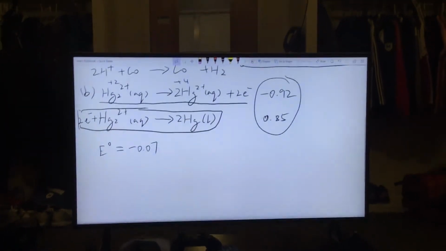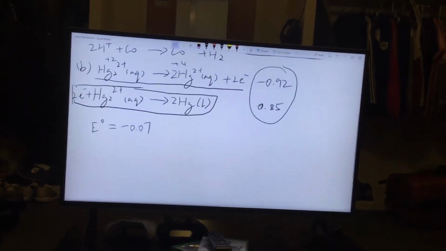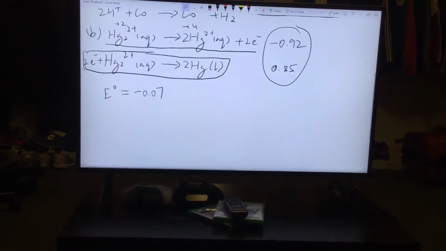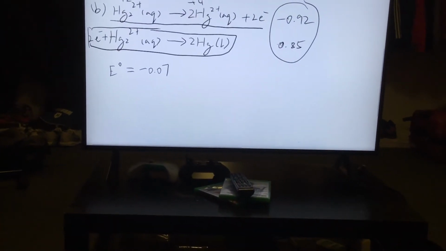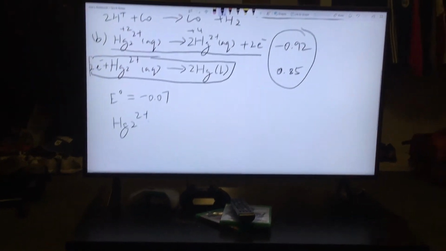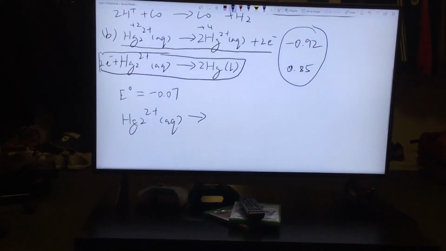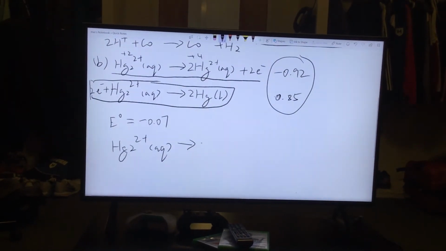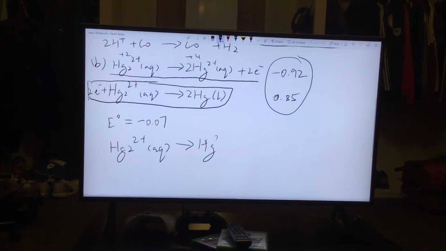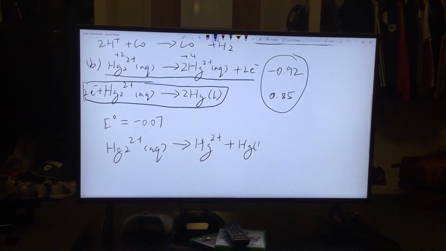And for the last step, we just copy down the balanced equation, which is Hg2 2 plus aqueous going to Hg2 plus Hg liquid. Okay.